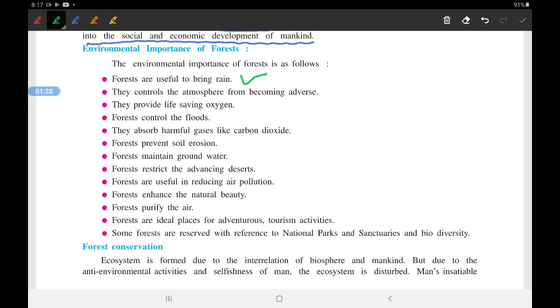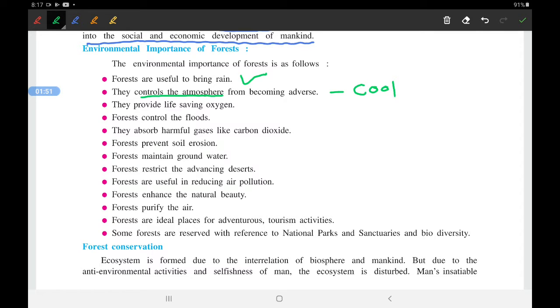Second, they control the atmosphere from becoming adverse. They help to control the atmosphere. They keep the atmosphere cool, and that's why they are very important. They don't allow the atmosphere to become very hot or very cold, and they keep it moderate.